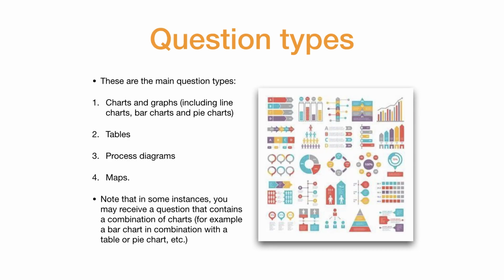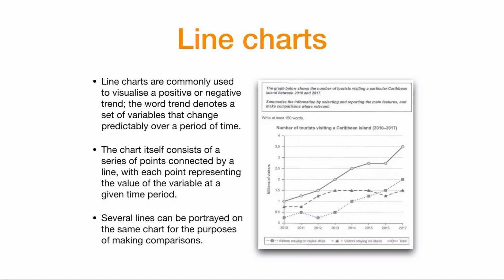Question types. These are the main question types: charts and graphs including line charts, bar charts and pie charts, tables, process diagrams, maps. Note that in some instances you may receive a question that contains a combination of charts, for example a bar chart in combination with a table or pie chart, etc.